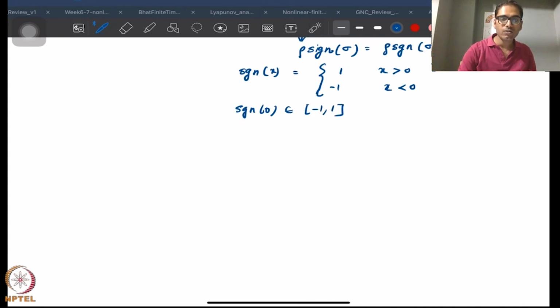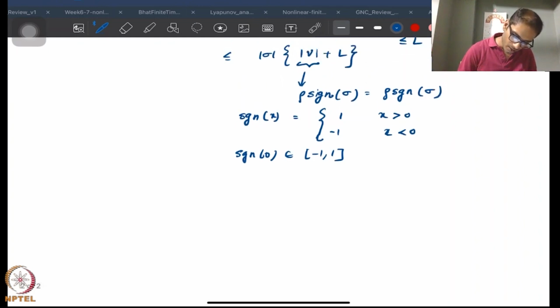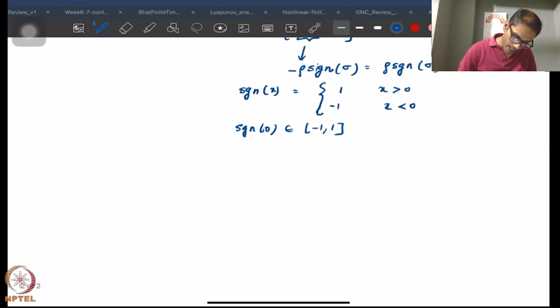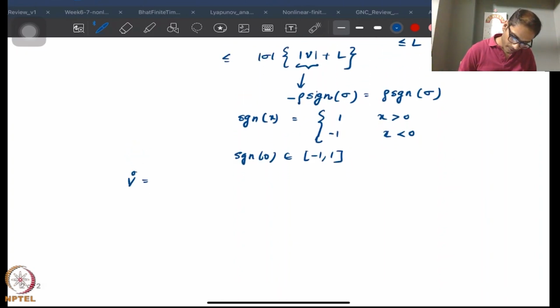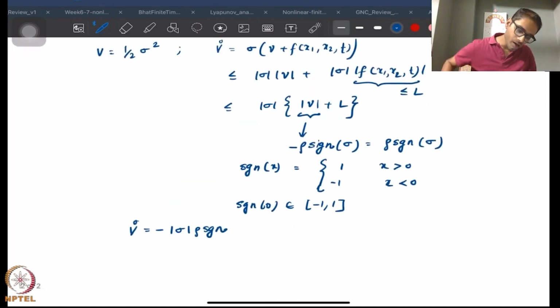All right, so if we take it as minus rho, then what we get is V dot is equal to absolute value of sigma times rho. Let's see if I want to do this.